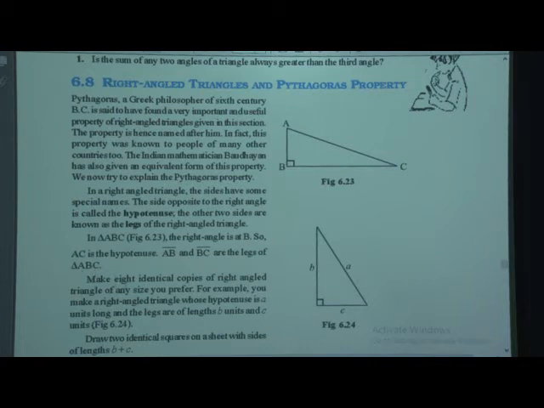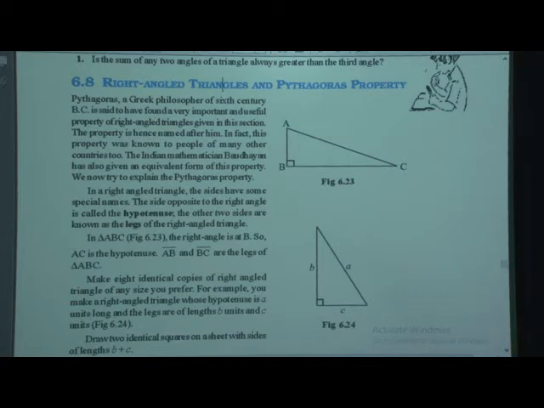Now make 8 identical copies of a right angle triangle. Here you can see we denote one side as small b, another side as small c, and the hypotenuse as a. This is the sign of a right angle. So make 8 identical copies of a right angle triangle of any size you prefer, whatever size you want.